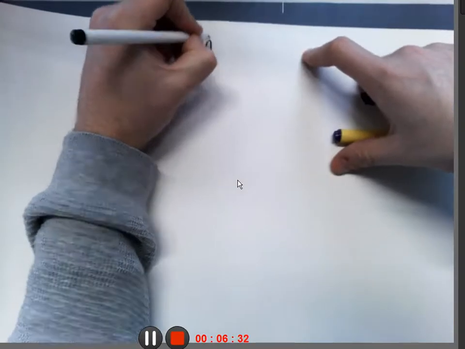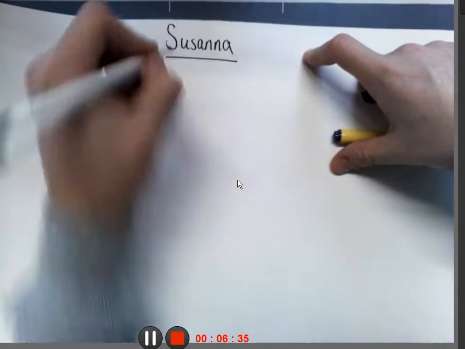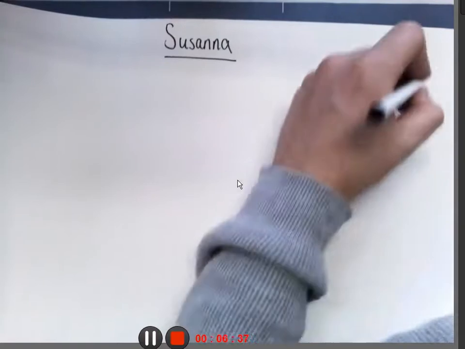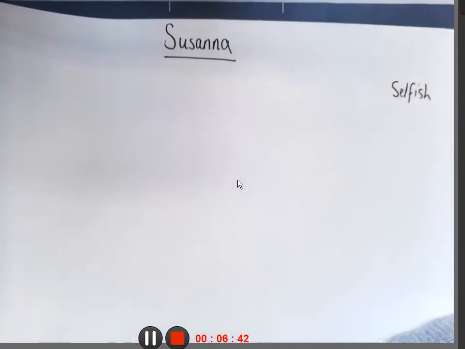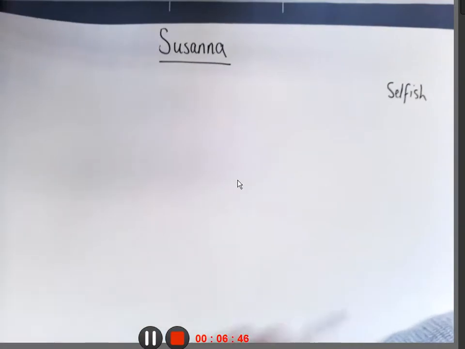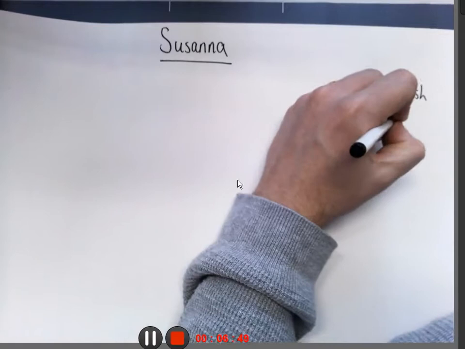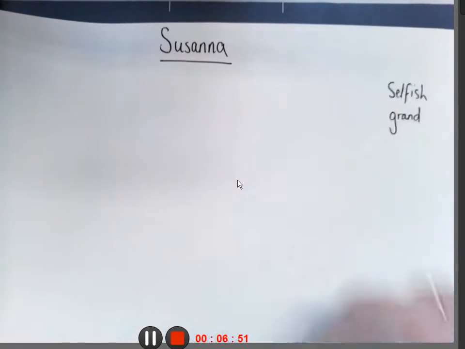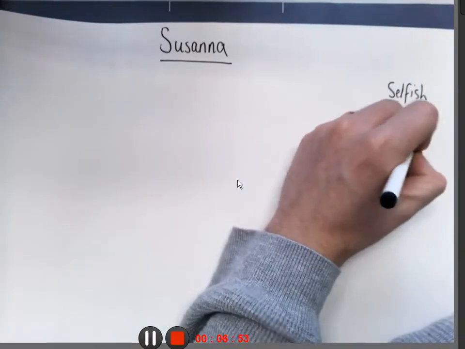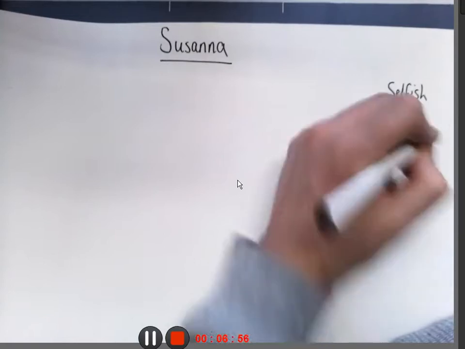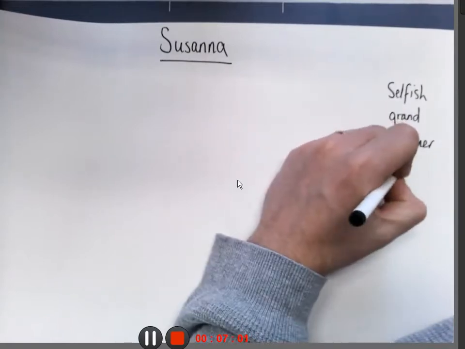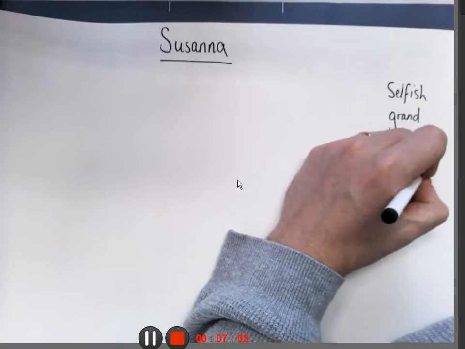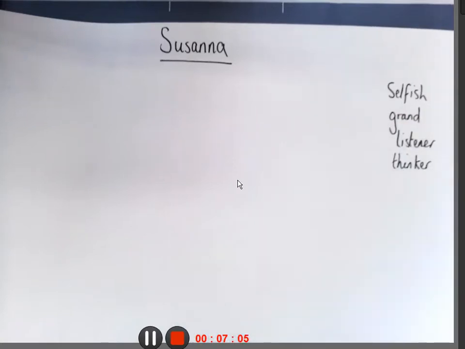Okay, so some of those words will stay the same. I do think Susanna was still selfish because of how he acted when he was given the high chair, and since there was still that element of old Edward. I think that he maybe still wanted to be grand. And then the listener was interesting because he changed as a listener, didn't he? He became much more of a listener. And then I would say he was still a selfish one.